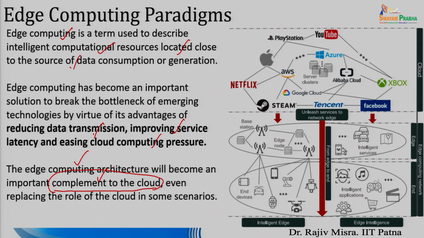Whatever the cloud was not able to do, or the applications which the cloud was not able to support, now edge computing is going to serve them. Thereby, new kinds of applications which require latency sensitivity, reducing the data transmission and also easing out the cloud computing pressure. If these new applications have these kinds of functionalities, then edge computing will be the new addition, and these are the paradigms which we are now discussing.